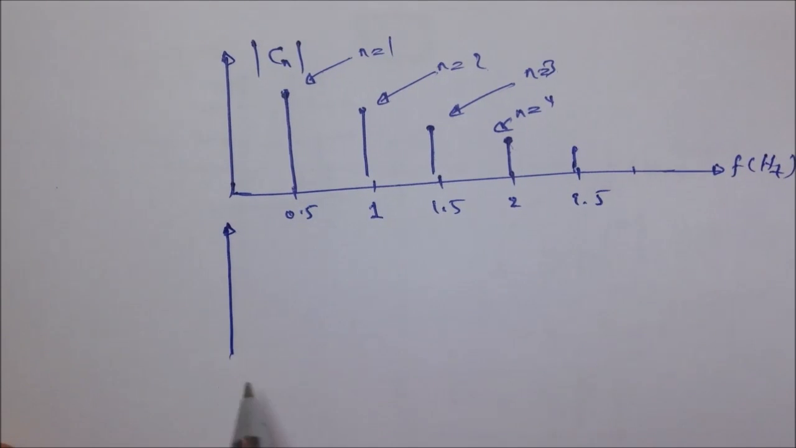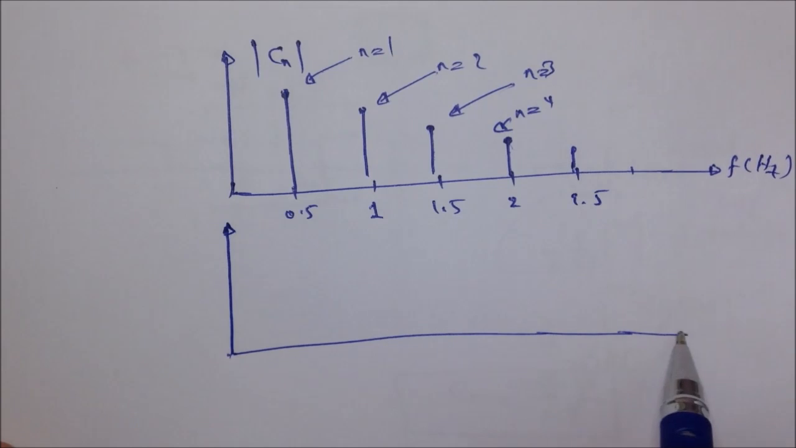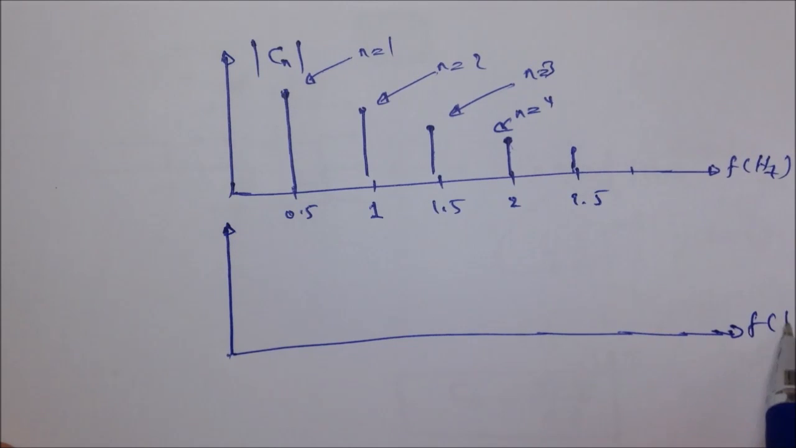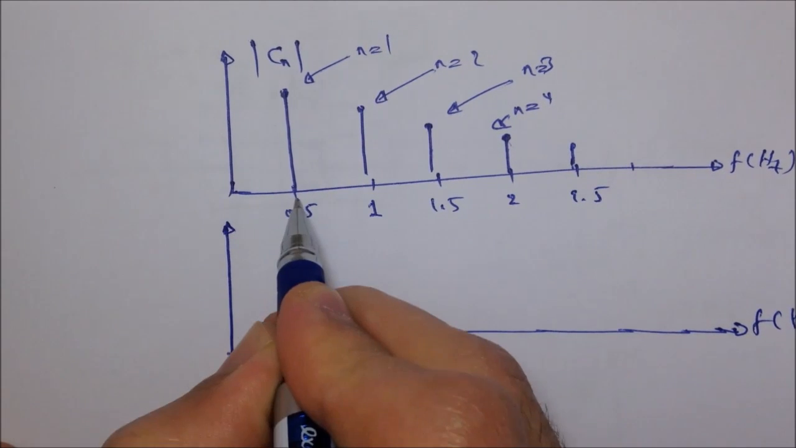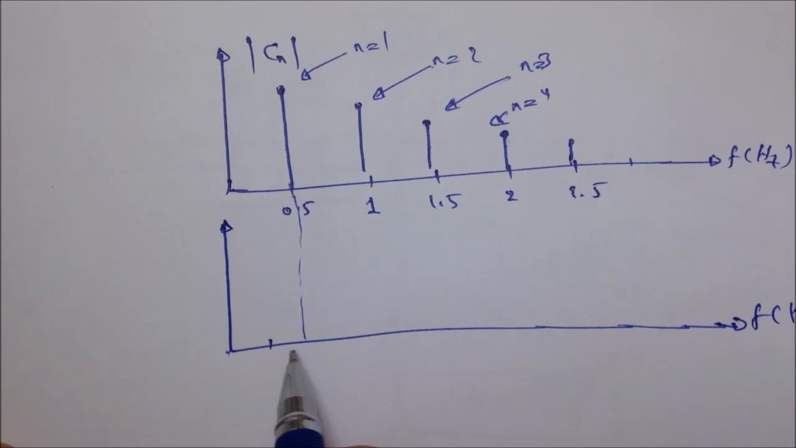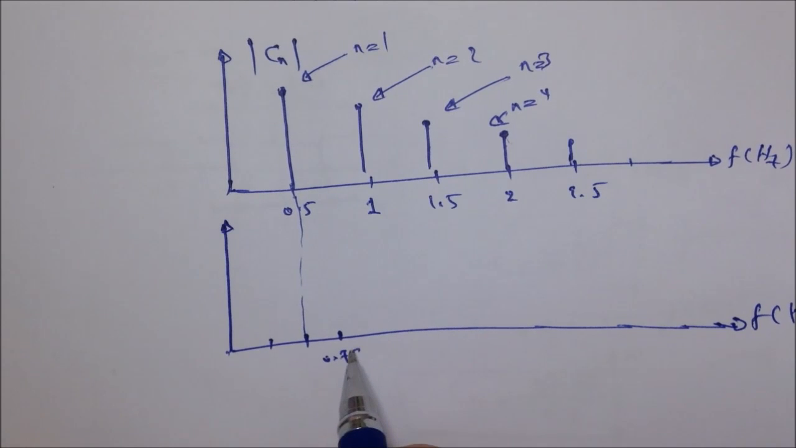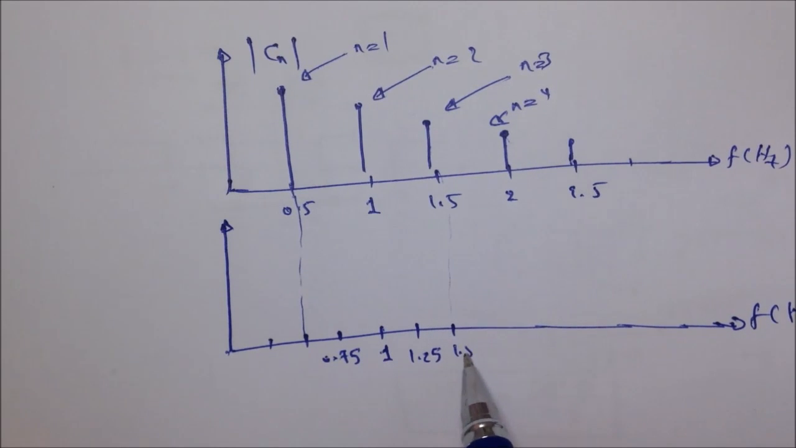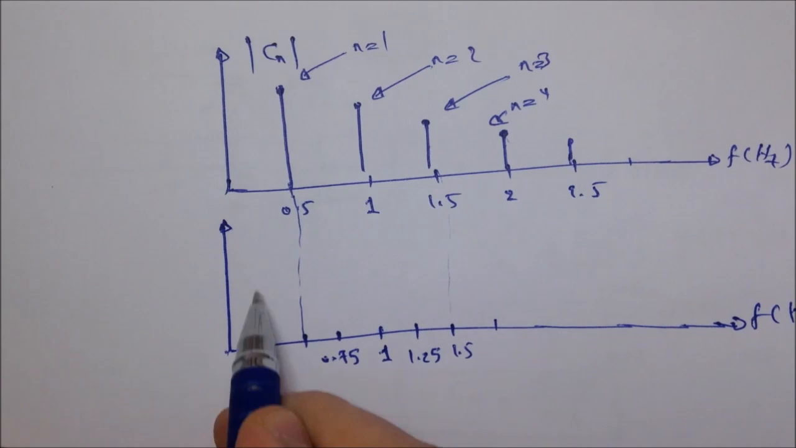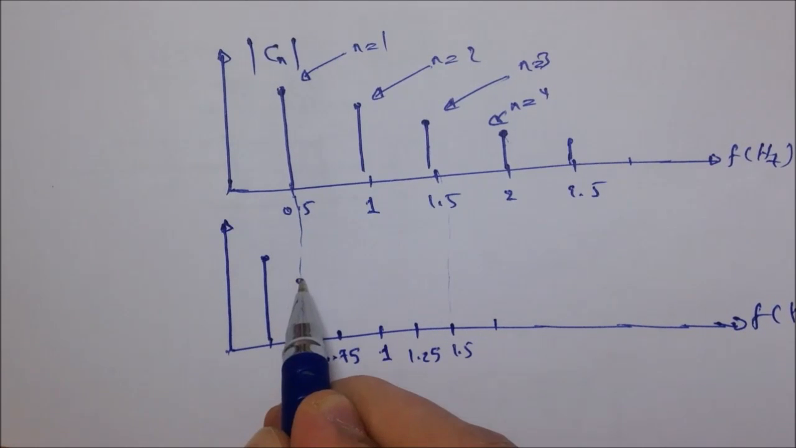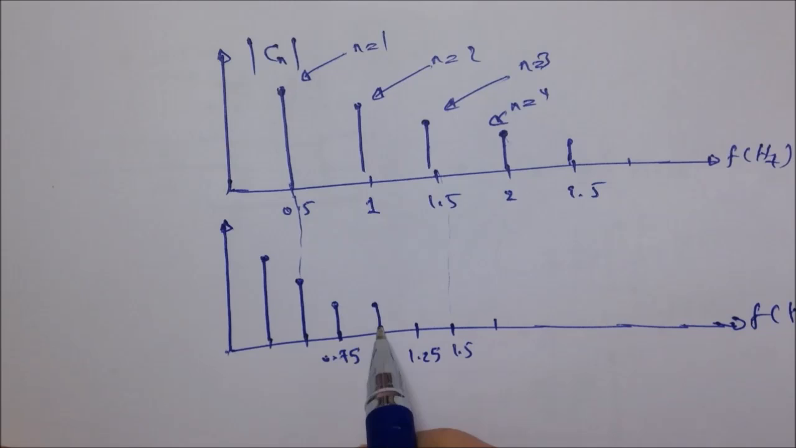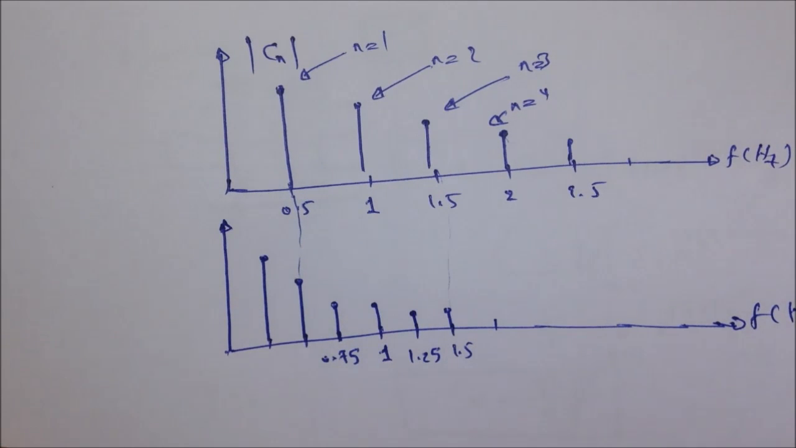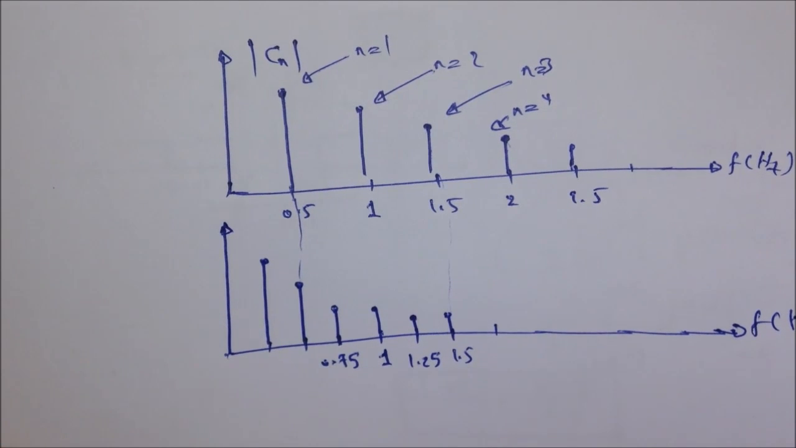So this is the new spectrum. Now the fundamental frequency is 0.25 hertz, and the second harmonic is 0.5, third is 0.75, and the fourth is 1 hertz, fifth is 1.25 hertz, sixth is 1.5 hertz, and so on. So let's just assume these magnitudes. Now let's just write down the notes about the new spectrum.